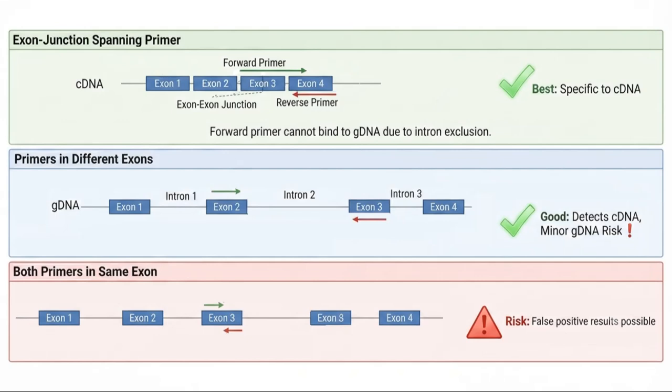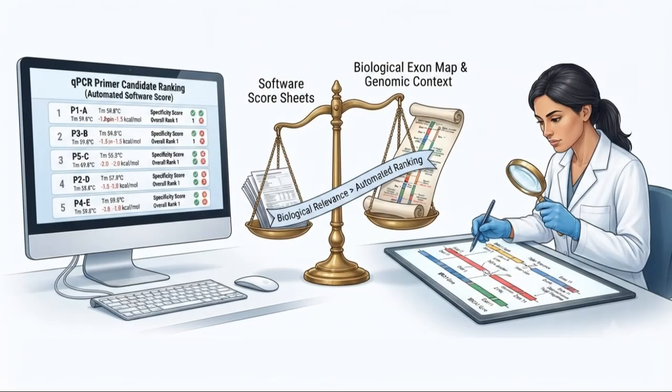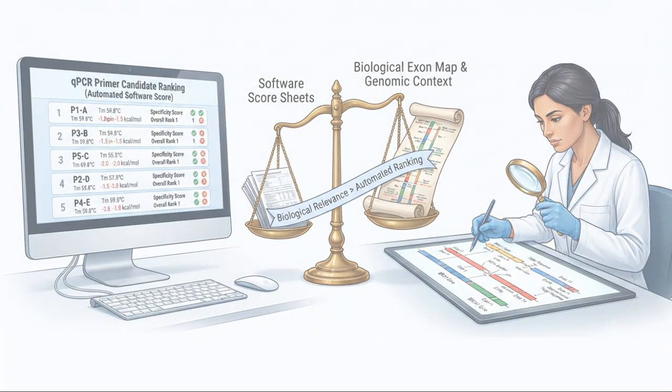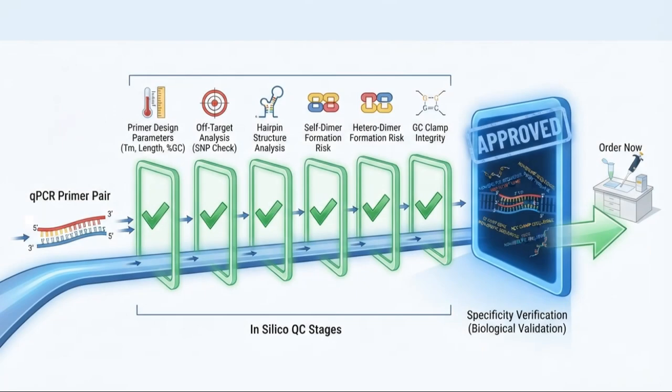That design is much more likely to amplify contaminating genomic DNA. Even if Primer 3+ ranked it first, biology is more important than software rankings. This is why experienced researchers don't simply accept candidate number 1. They compare the biological context as carefully as the thermodynamic parameters. There's one final step before ordering your primers, and in my opinion, it's one of the most important.